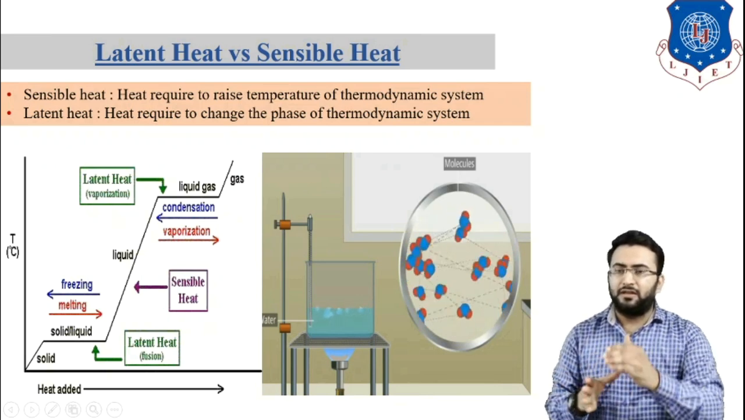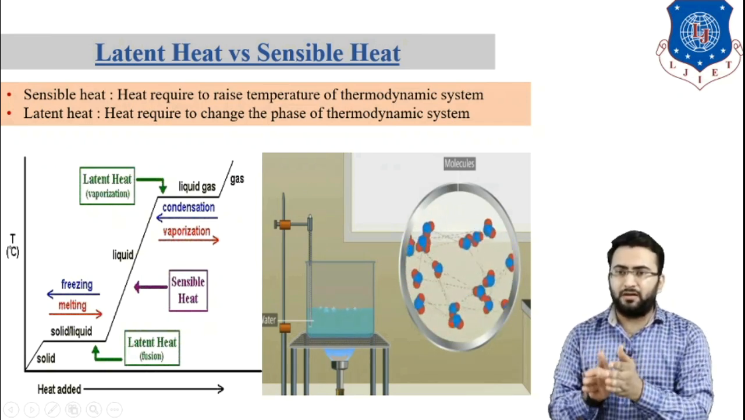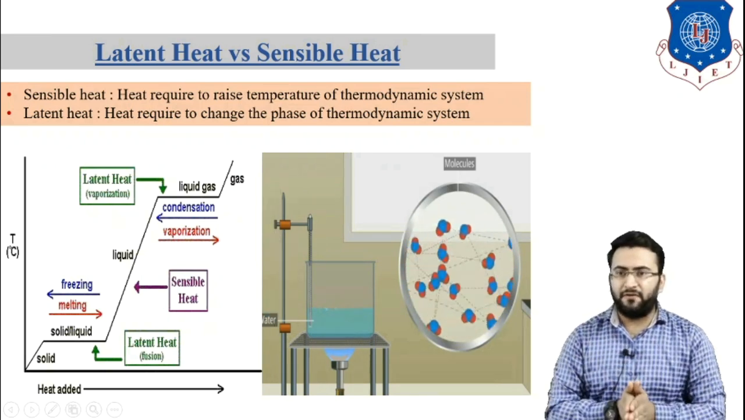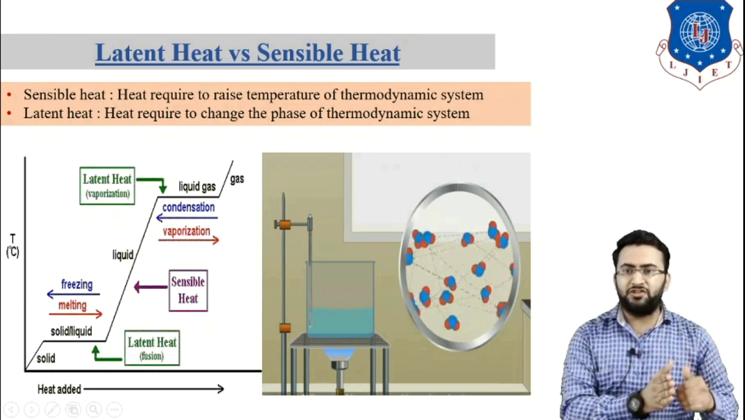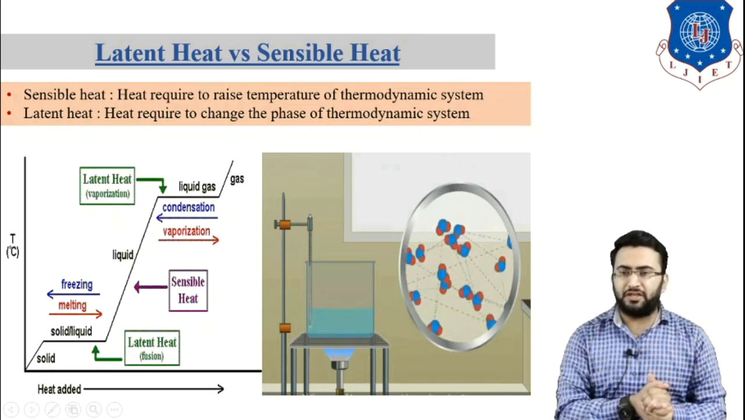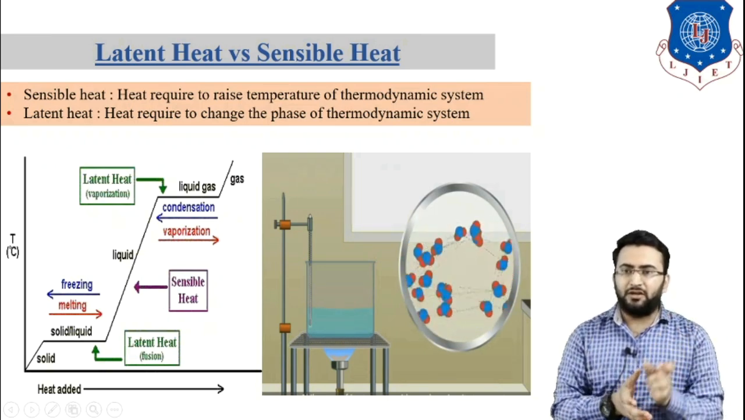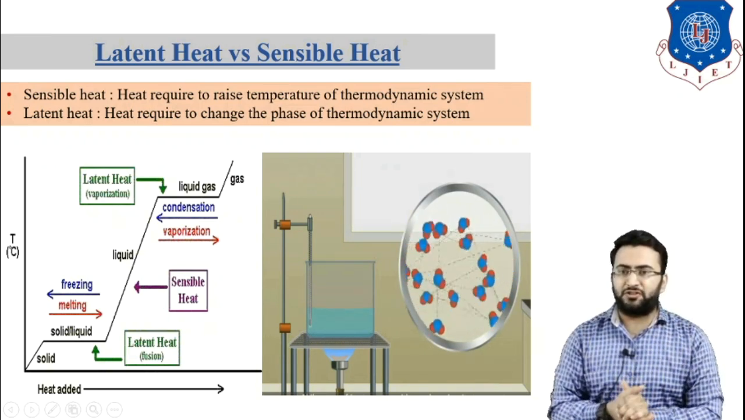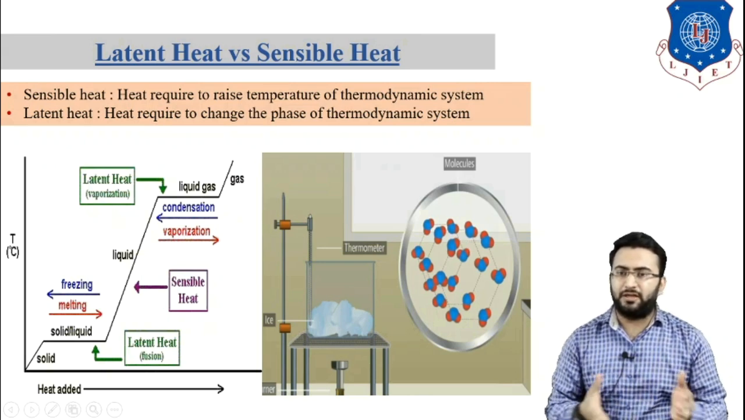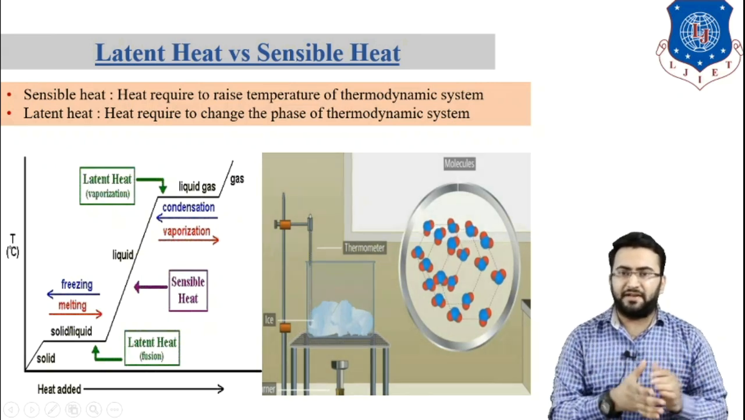In sensible heat, there is a change in temperature, but there is no change in phase, whereas in latent heat, there is a change in phase, but there is no change in temperature. So latent heat occurs at a fixed temperature. So this is the basic difference between latent heat and sensible heat.